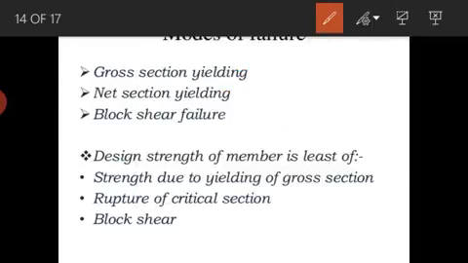Okay, then the design strength of a member is the least of the strengths due to yielding of gross section, rupture of critical section, and block shear.